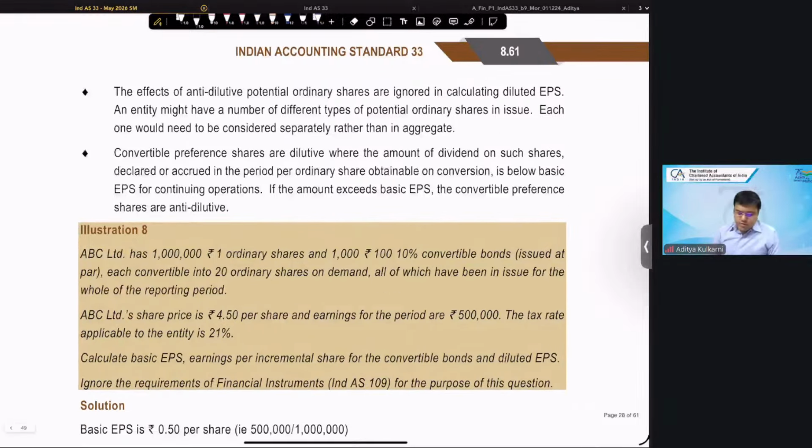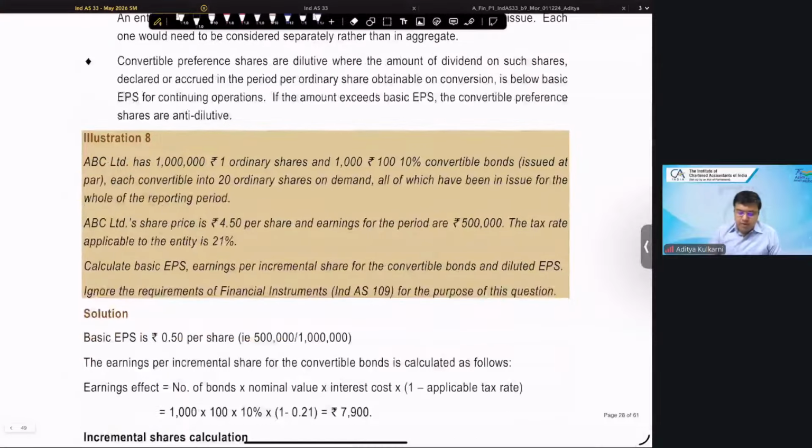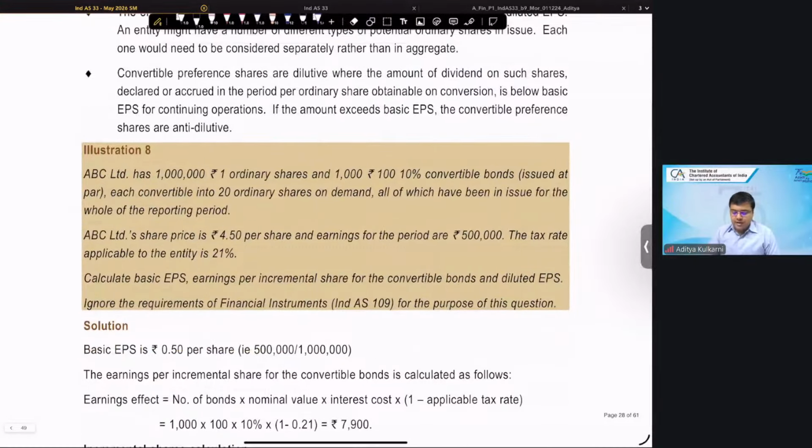So quite simple. ABC has 1 lakh rupee one ordinary shares and 1000 rupees 10% convertible bonds issued at par, each convertible into 20 ordinary shares. So 1000 bonds can be convertible into 20 ordinary shares on demand, all of which have been in issue for the whole of the reporting period. ABC's share price is 4.5 per share, earnings are rupees 5 lakhs, tax rate is 21%. Calculate basic EPS, earnings per incremental share for convertible bonds, and diluted EPS. Ignore the requirements of Ind AS 109.